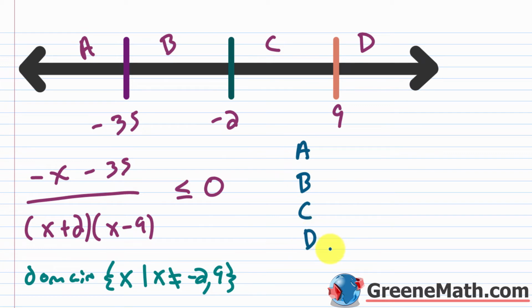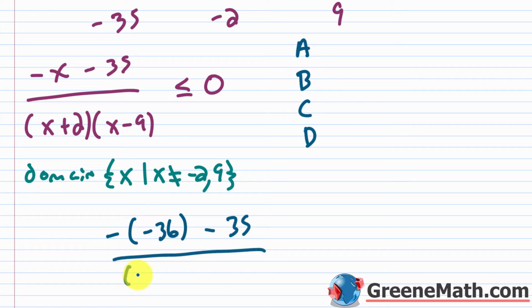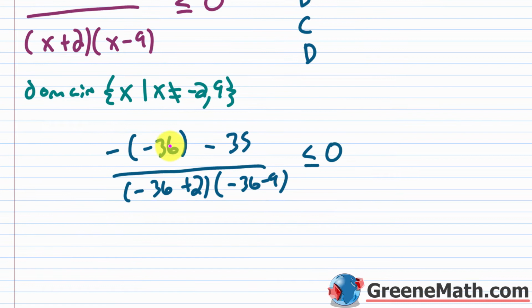Okay, let's test something in A. Let's test maybe -36. You have to be careful here: the negative of -36, then -35, over -36 plus 2, that quantity times the quantity -36 minus 9. Is this less than or equal to 0? So the negative of -36 is 36, and 36 minus 35 is 1.